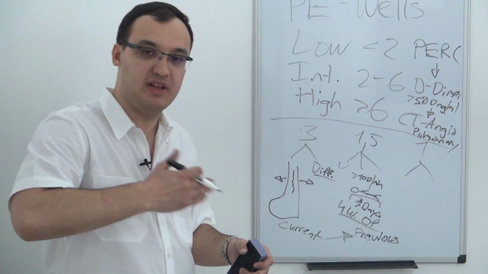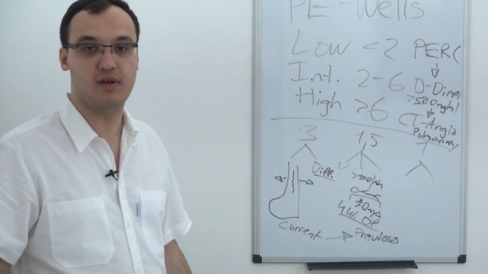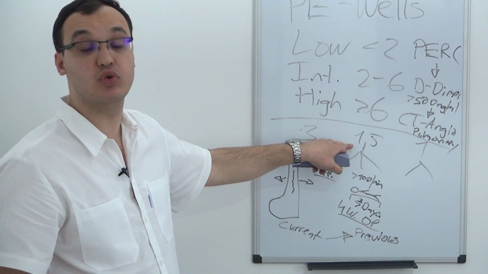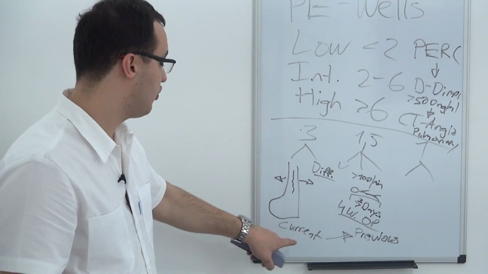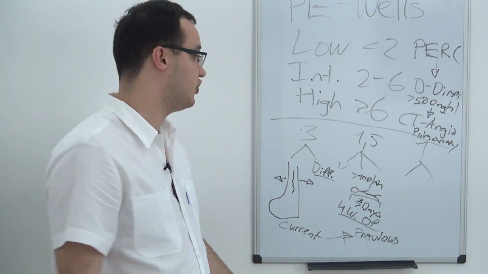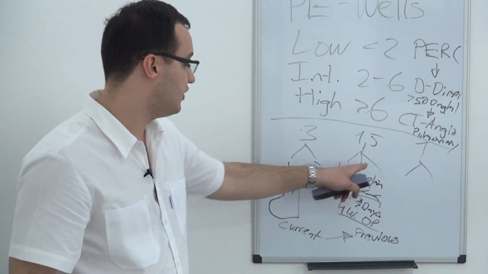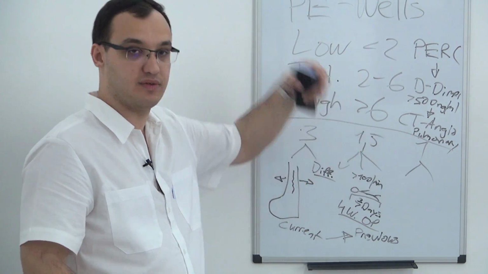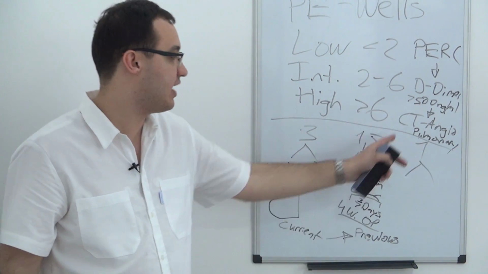Did you have a heartbeat which is pumping more than 100 per minute? Yes, then again 1.5 point. If you have all these, then you have 1.5, 1.5, 1.5, which means you have 4.5. Your intermediate group. If we combine that with the current deep vein thrombosis, you have 7.5, then you have high. So if this patient complains of all of these things, then you have more than 6. He has 7.5, which means that we do the CT angio, pulmonary CT angio directly.